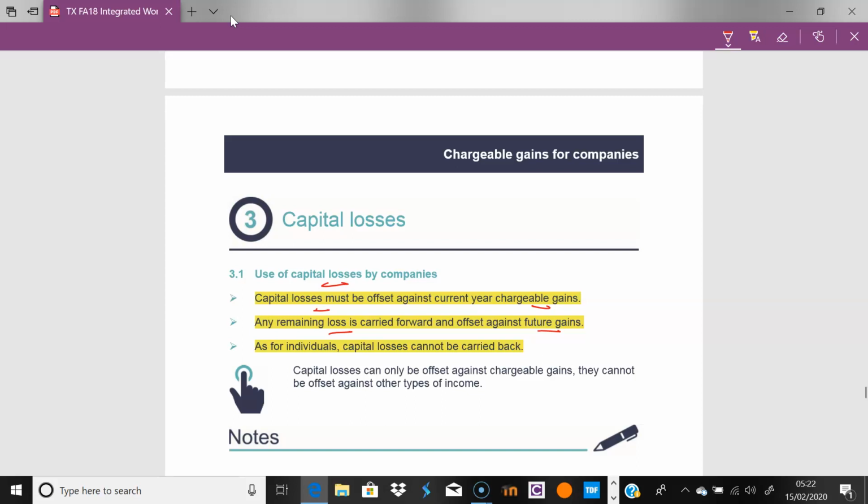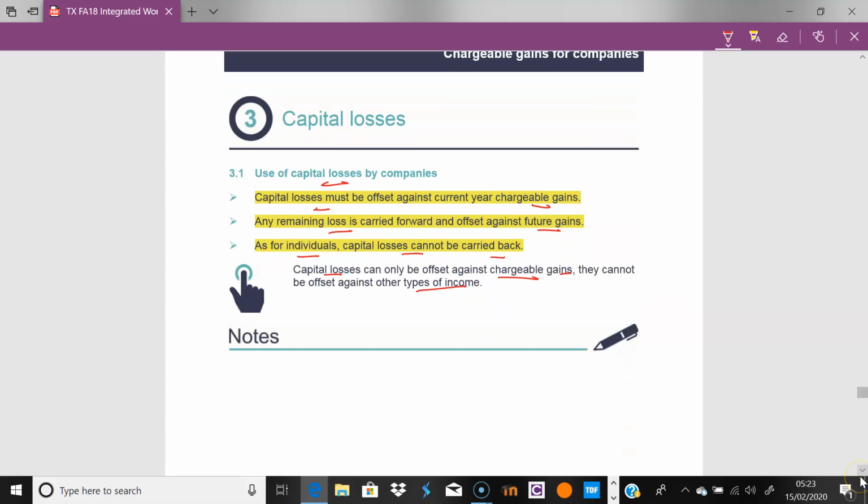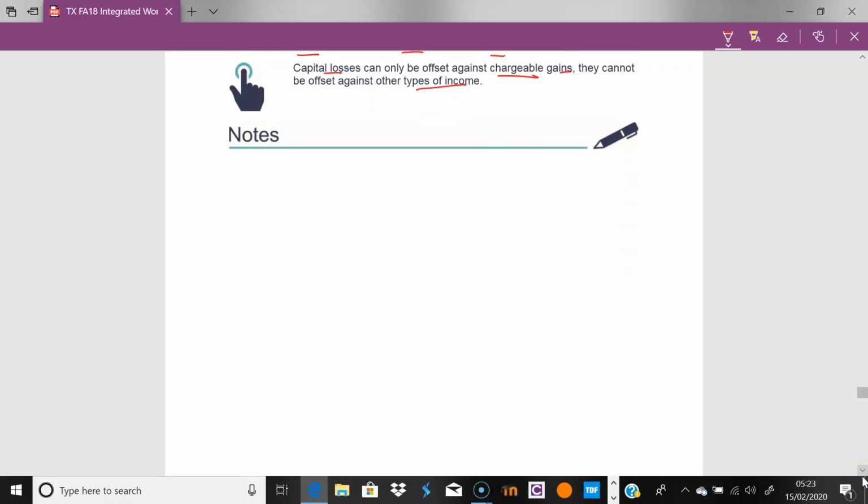And just like for individuals, we cannot carry back capital losses. You can see highlighted again very clearly, capital losses can only be offset against chargeable gains. They cannot be used against any other type of income. So that makes it slightly straightforward.